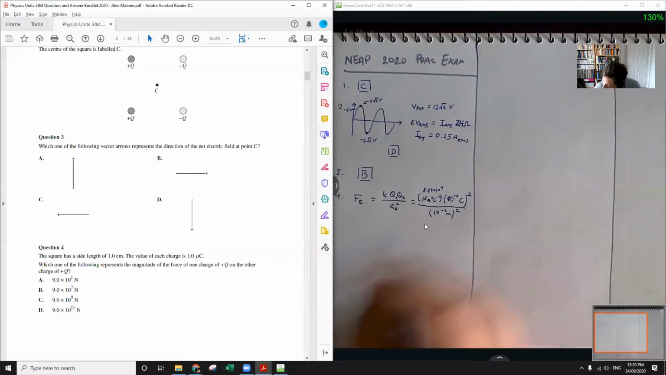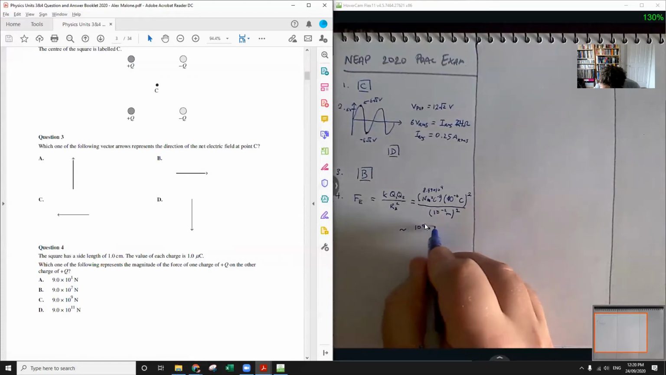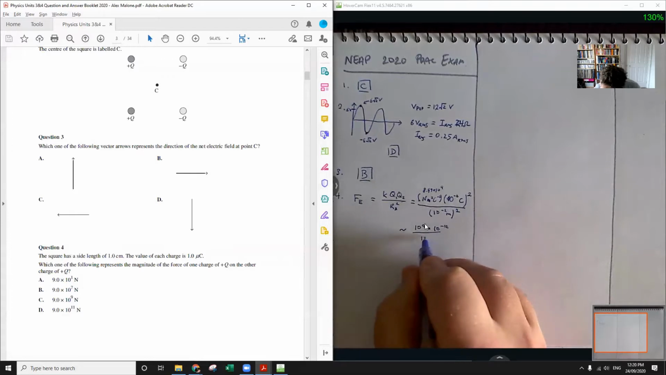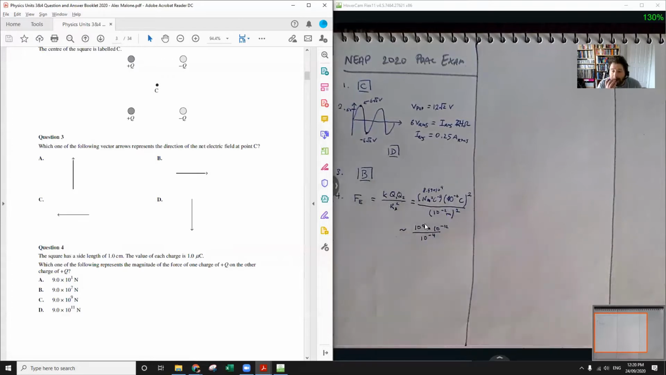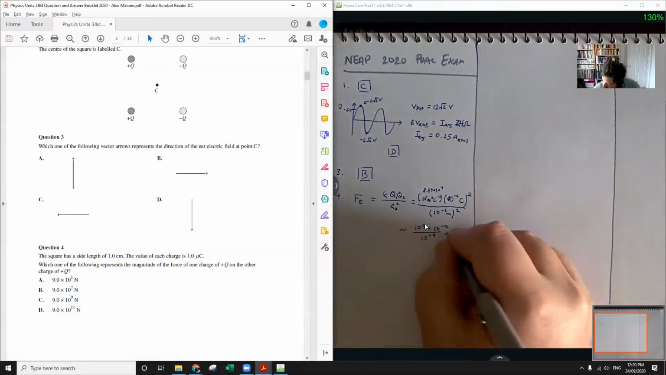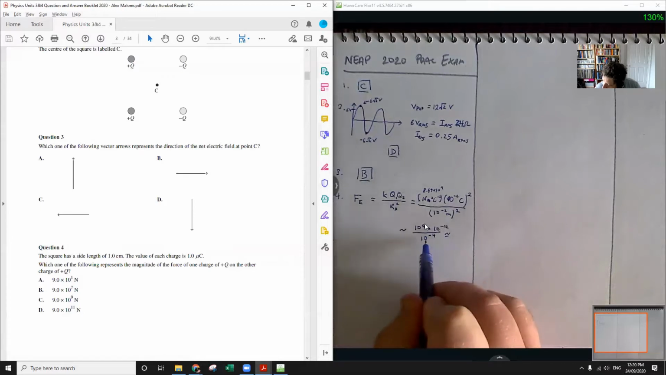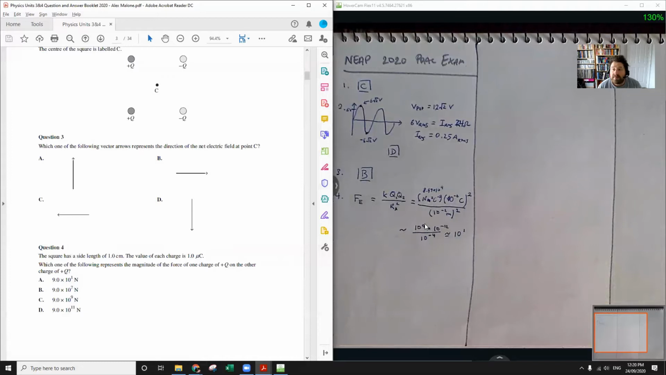So this is going to be something like 10 to the 9 times 10 to the negative 12, because we're squaring that one, divided by 10 to the negative 4, because we're squaring that one. So that's 9, 10 to the minus 3, 10 to the minus 3 over 10 to the minus 1. That's 10 to the positive 1. Okay, so it's going to be A.